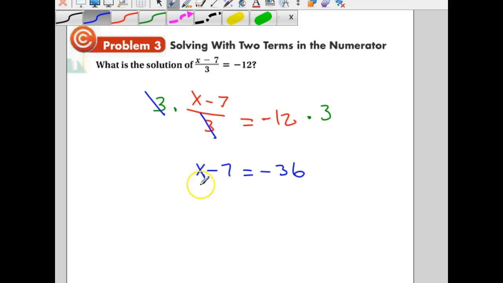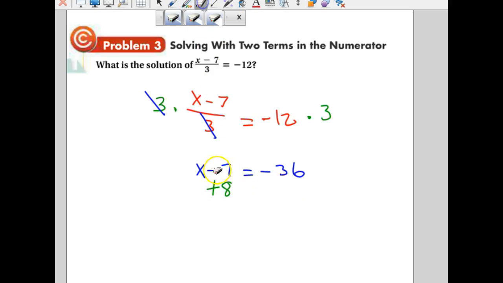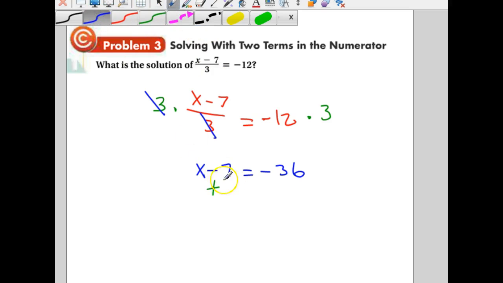Get the x all by itself on this side of the equation. So eliminate or cancel out 7 negatives. If it's being subtracted, you want to undo that with 7 positives. Okay? Do it on one side, means you got to do it on the other side. Make sure you understand how to do this part. It's 36 negatives, 7 positives. 7 of those positives cancel out with 7 of these negatives, meaning there's going to be 29 negatives left. These are gone. Your answer is negative 29.